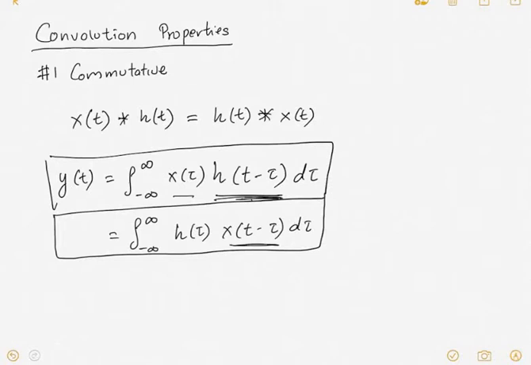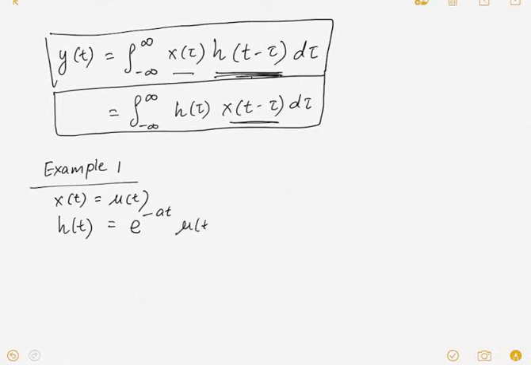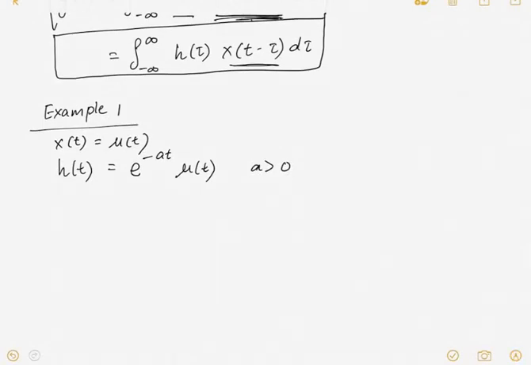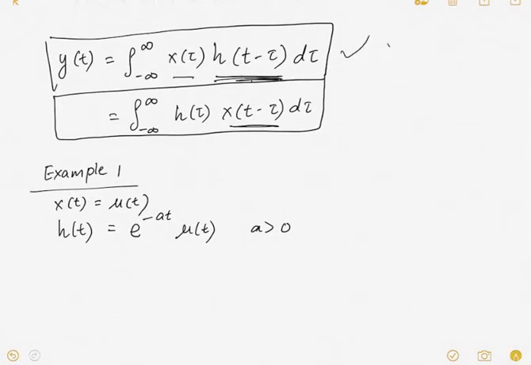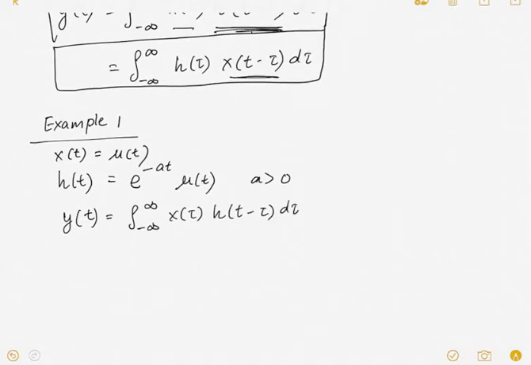Now let's look at an example. If you have x(t) equal to u(t) and h(t) equal to e to the power of negative a t times u(t), where a is more than 0. Again, you use this formula: y(t) equals the integral from negative infinity to infinity of x(tau) h(t minus tau) d tau. So you substitute for the x(t) and h(t).